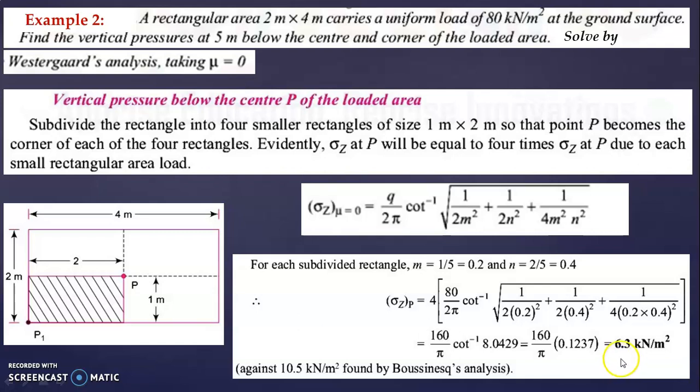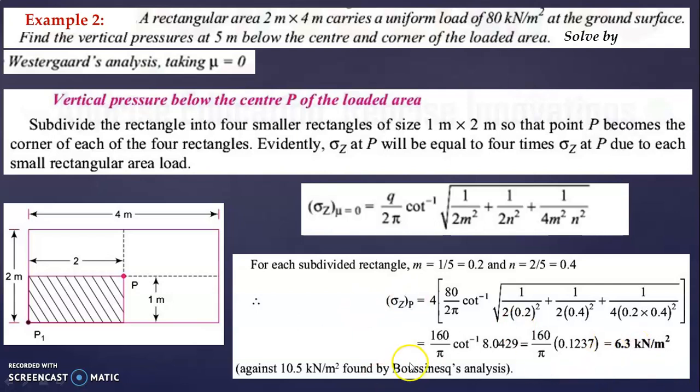Same problem you have done using Boussinesq analysis also. Using that analysis we got 10.5 kilonewton per meter square. So you can see that the Boussinesq analysis gives a more vertical stress value compared to Westergaard analysis.